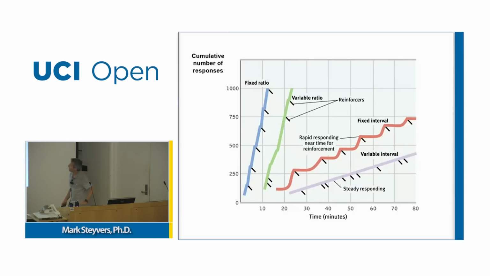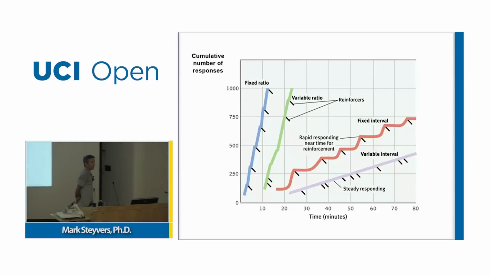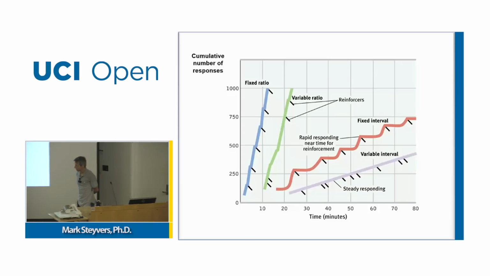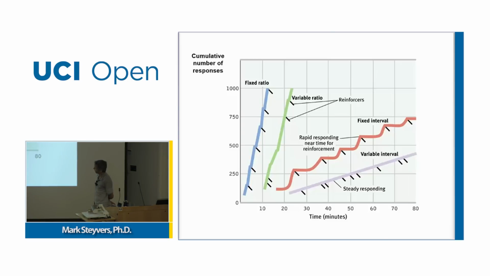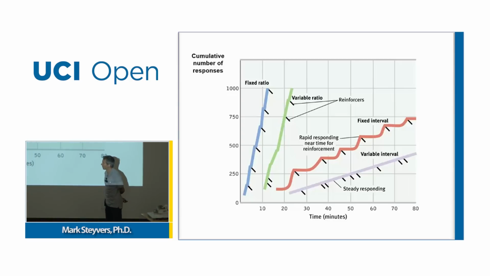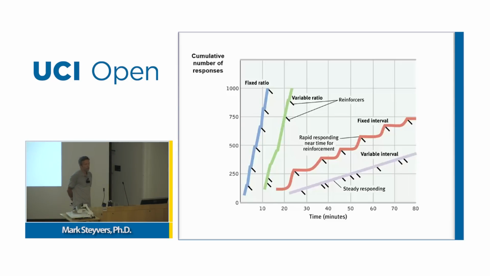So here's a diagram that shows the differences between these various schedules of reinforcement and also the consequences for learning. On the vertical axis, you plot the cumulative number of responses. Let's say it's the pigeon pecking to get a reward. And on the horizontal axis, you just have elapsed time.